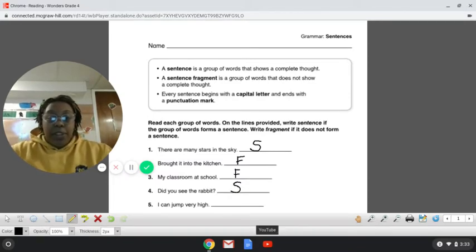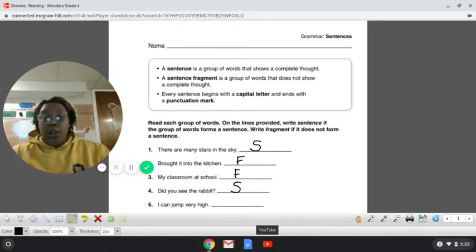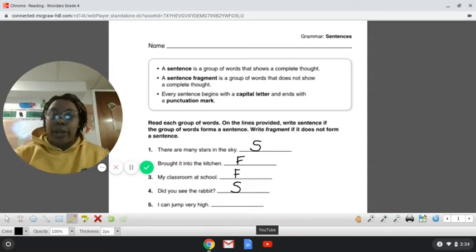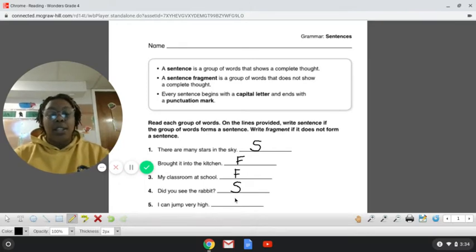I can jump very high. Okay, thank you. So I know you're talking about sports or being outside or some type of activity. I know what you're talking about. You're telling me about your ability to jump very high. So that is a full sentence.